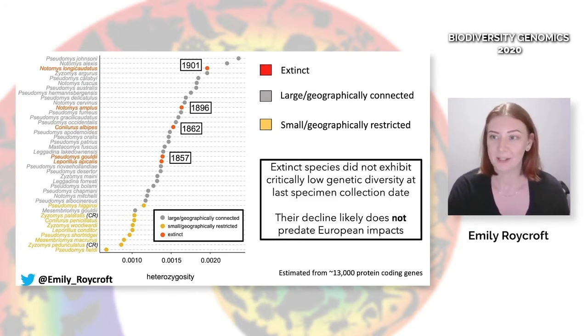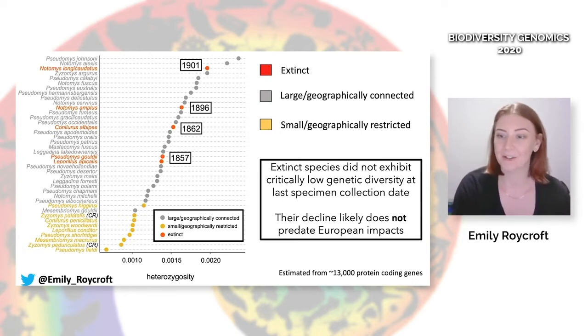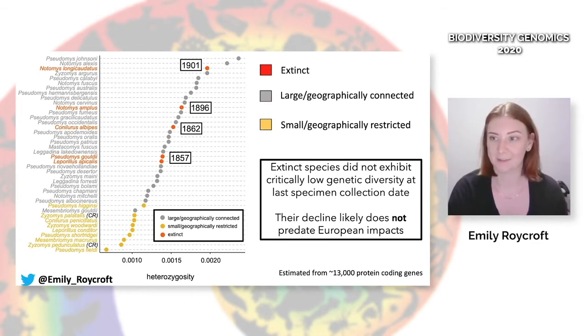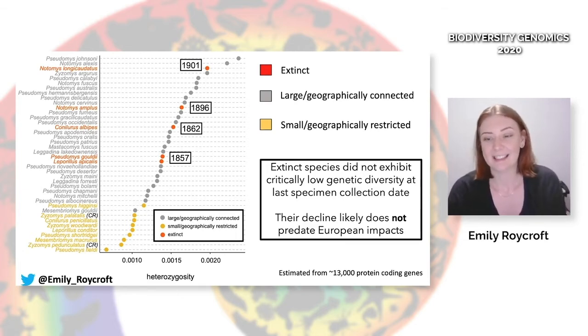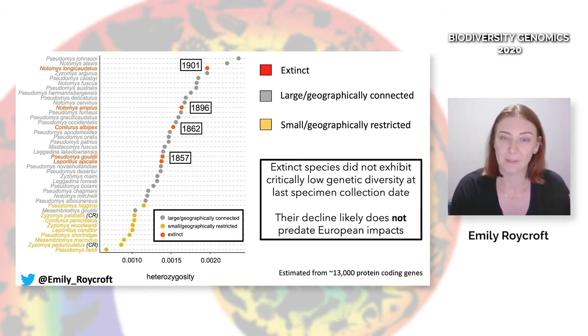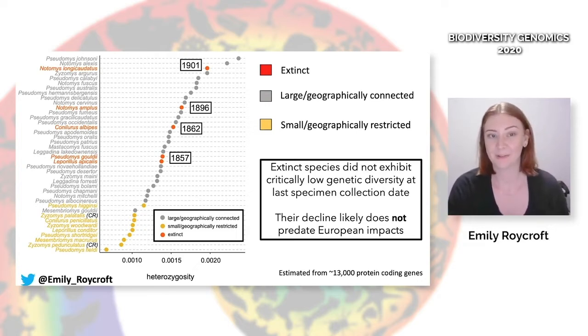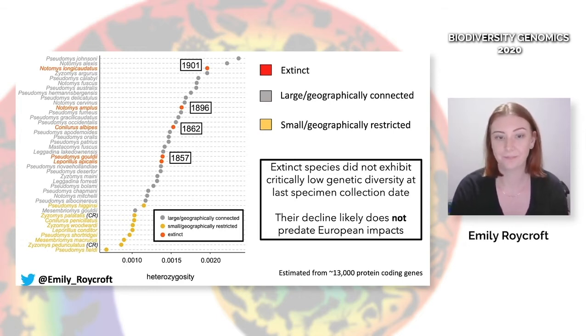So they didn't exhibit this pattern of critically low genetic diversity that we see in those gold dots and that we might expect from a species that's in decline or endangered. And that tells us that their decline likely does not predate the recent impacts of Europeans in Australia. And that really highlights how these populations have gone from relatively stable to completely collapsed in less than 200 years.